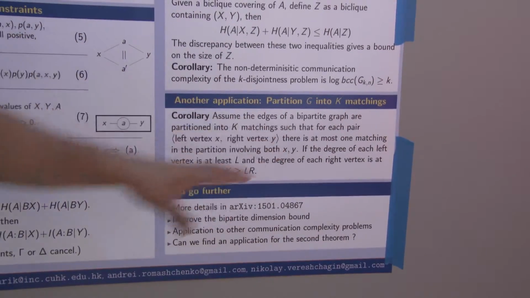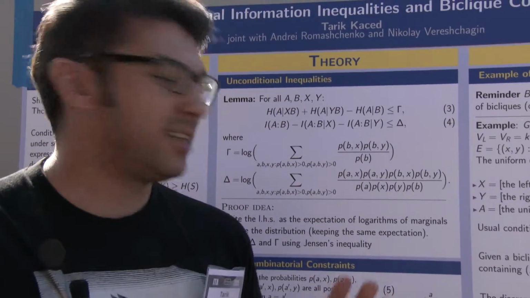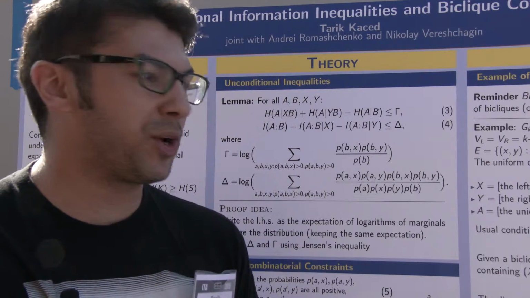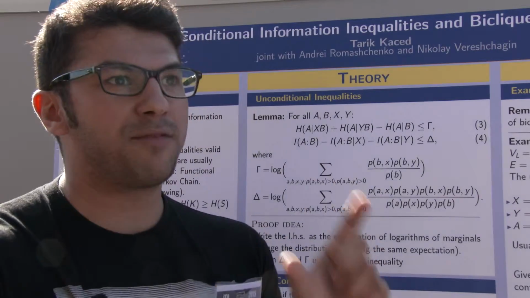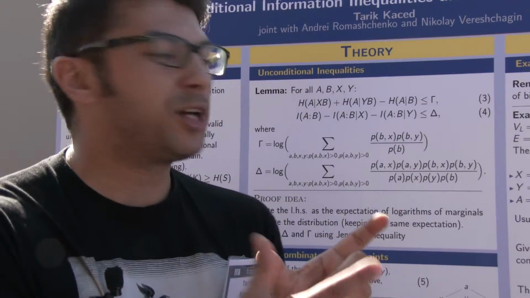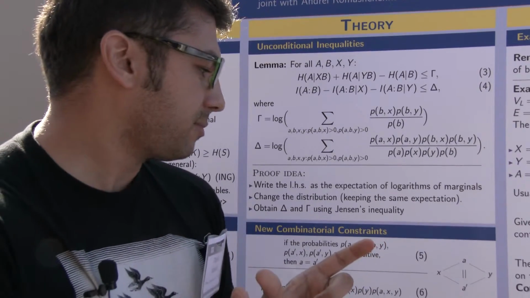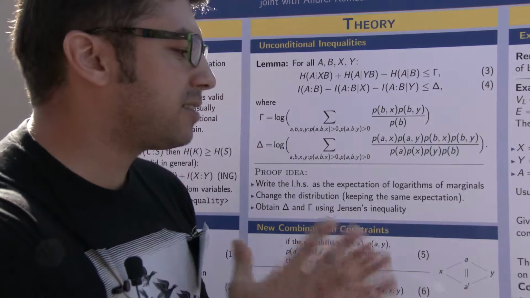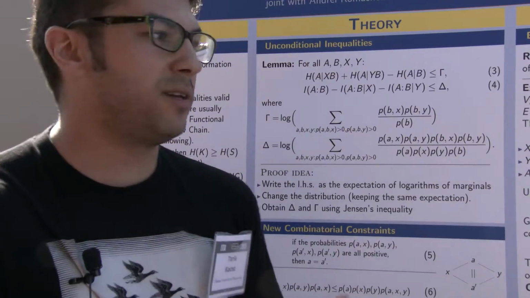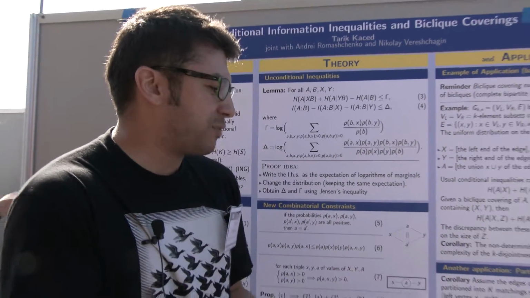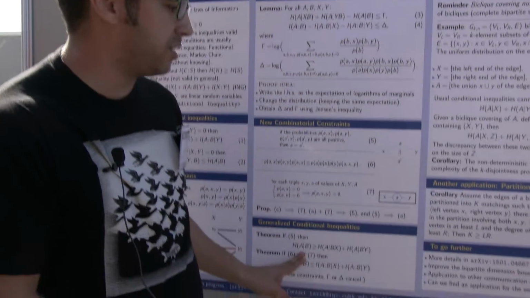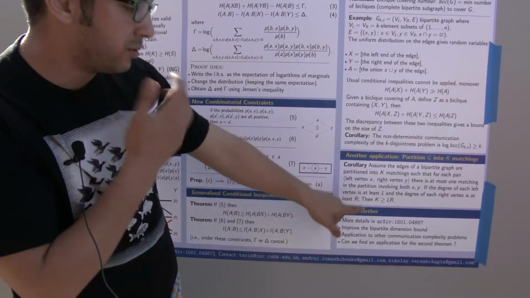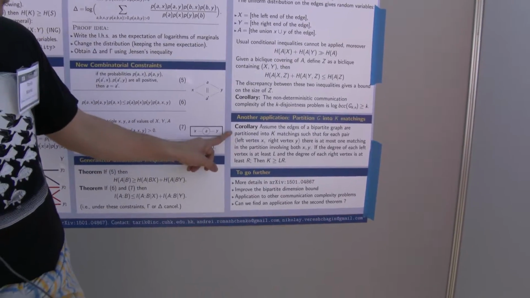There's also some other application for partition. If you want to partition a graph into k matchings, and you want your partition that it satisfies a particular condition. The particular condition is kind of weird. It just says that for each particular matchings, whenever you have an edge x and y, then you cannot reuse x and y in other matchings. So if you cannot reuse, it just means that the number of matching that you need will be kind of big. How big? It's actually difficult to say.